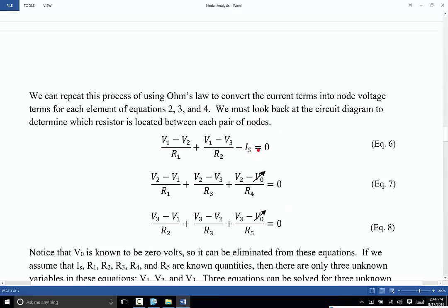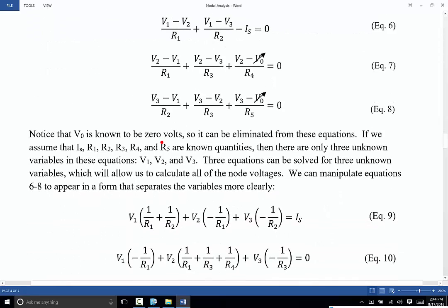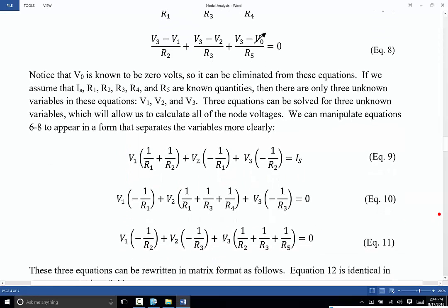I'm going to go ahead and move the I sub s over to the other side, and I'm going to group the terms that correspond to V1 and V2 and V3. So essentially all I've done is to rewrite this equation where I've just lumped together V1 times 1 over R1 plus V1 times 1 over R2. So you can see I've lumped that together. I have V2 times minus 1 over R1 and V3 times minus 1 over R2. And then I move the I sub s over to the right-hand side. So equations 9, 10, and 11 are really just an alternative representation of equations 6, 7, and 8.